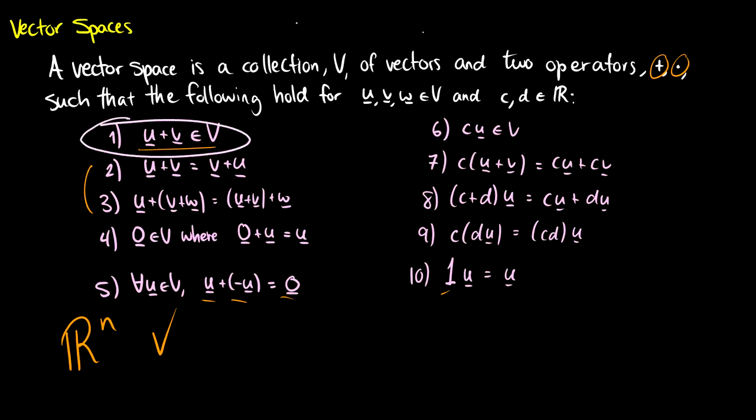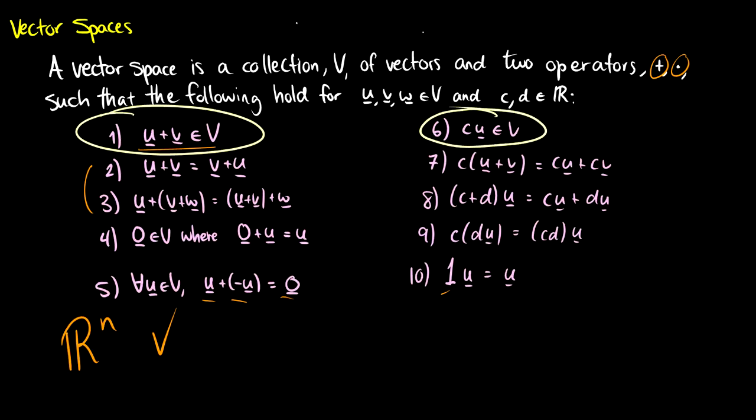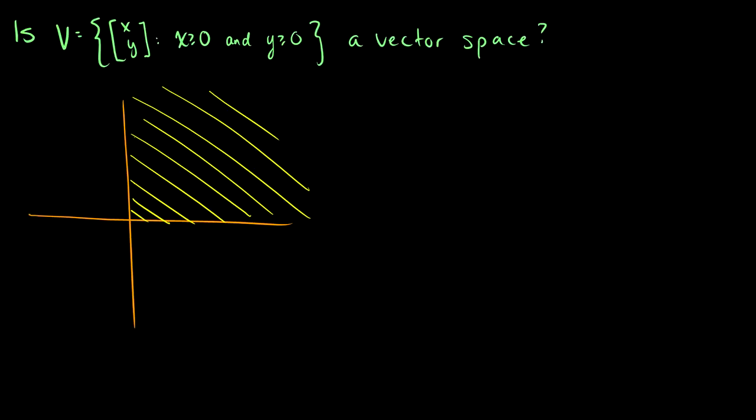So here's one. Let me do that in yellow. So u plus v needs to be in there, and if we multiply by a scalar, it also needs to be in our vector space. And this scalar can be any number in the reals, positive or negative. So let's think about this. Okay, so let's say we have a vector like this. It goes out to xy, it goes to this point. So this is our vector xy.